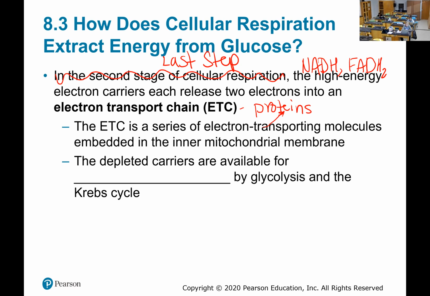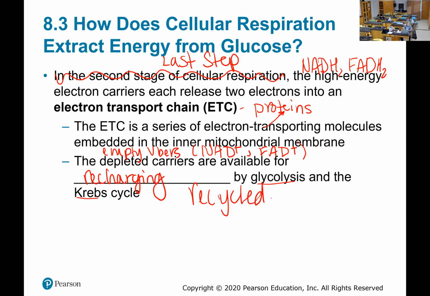And then before I bring up the image, the depleted carriers, so the empty Ubers, would be NAD plus and FAD plus. The empty electron carriers, again, are now available for recharging by glycolysis and the Krebs cycle. So they can be recycled.